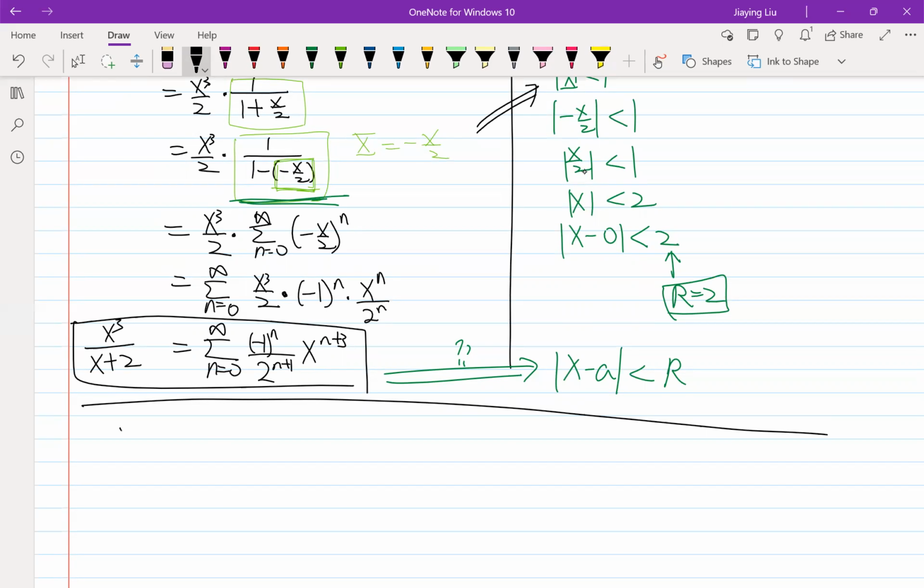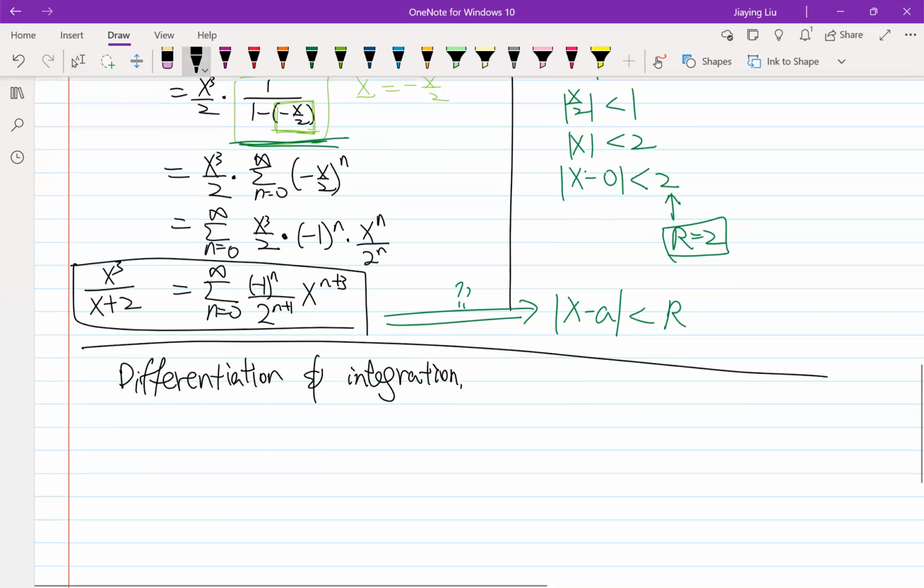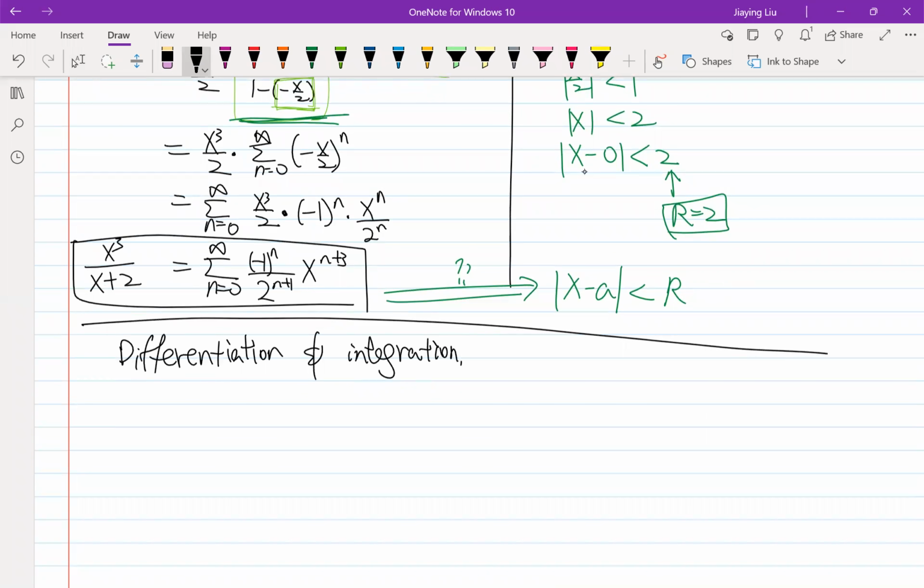So the next part is using differentiation and integration to find power series. Because sometimes you might have a function that you cannot convert to the 1 over 1 minus r form. But if you take the derivative or you integrate, it actually gives you some expression that's easy to find the power series.